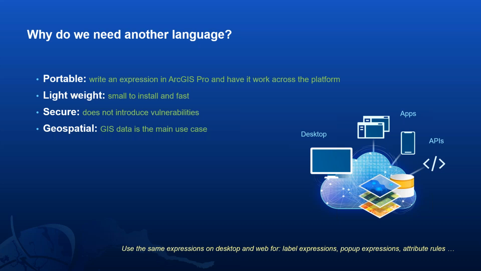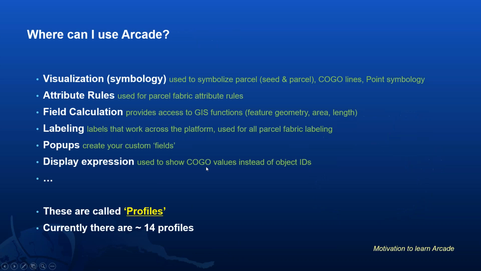And that can be a label that returns a string. It's going to return the same string. It could be a pop-up expression. It could be an attribute rule. It could be many other things. So that's another motivation to invest and know Arcade and not use Python, which will, of course, fail to run in a web browser, for example.